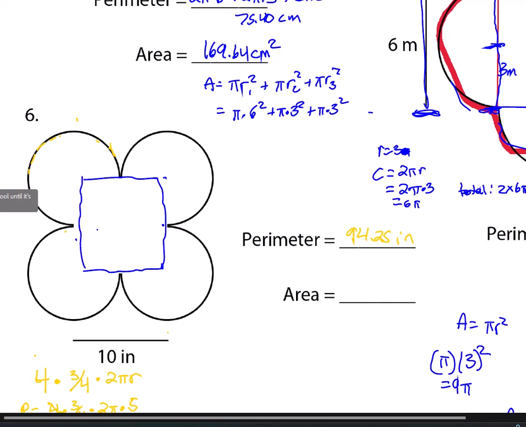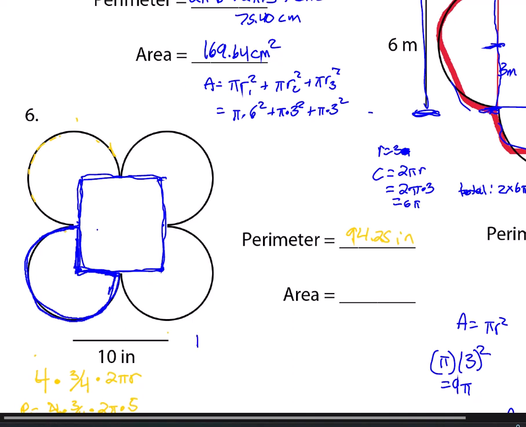Okay, so this side of the square goes from the center of this circle to the center of this circle, and then to the center of this circle, and to the center of this circle. So I'm going to look at just one of these circles. Let's look at this bottom left circle, and let's look at the part that's not included in the square. The part that's not included in the square is exactly 3/4 of the circle, because the square is cutting out a corner of it.